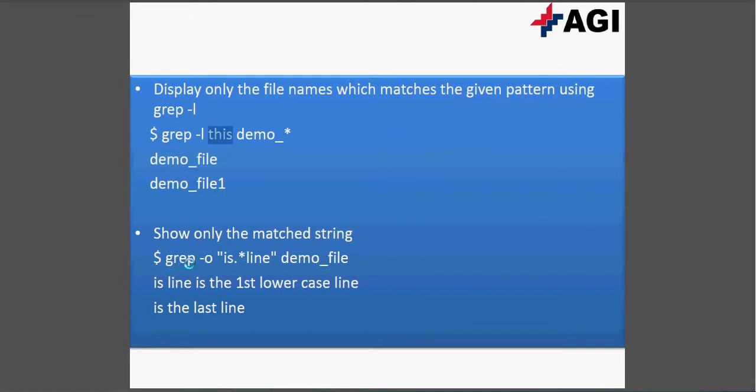And also I can use grep to get only the matched string. So in this case I'm looking only for the string that begins with the word is and ends with the word line. As you can see, it has given me only the matched string and not the entire line.